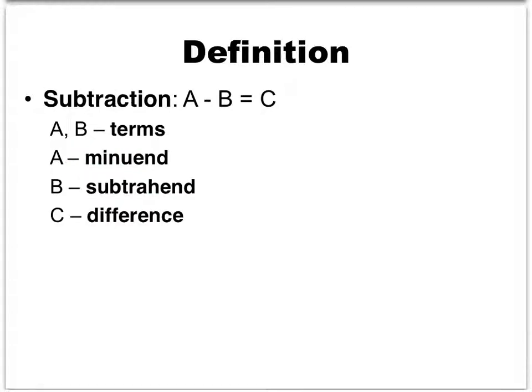A subtraction equation looks like this: a minus b equals c. The numbers a and b are generically called the terms. The number a is also called the minuend, and the number b is called the subtrahend. Now, I don't know anybody who uses these terms other than textbook authors, so I wouldn't worry too much about remembering those terms. But one important term is the number c, and that's called the difference. So when you subtract two numbers, the result that you get is called the difference.